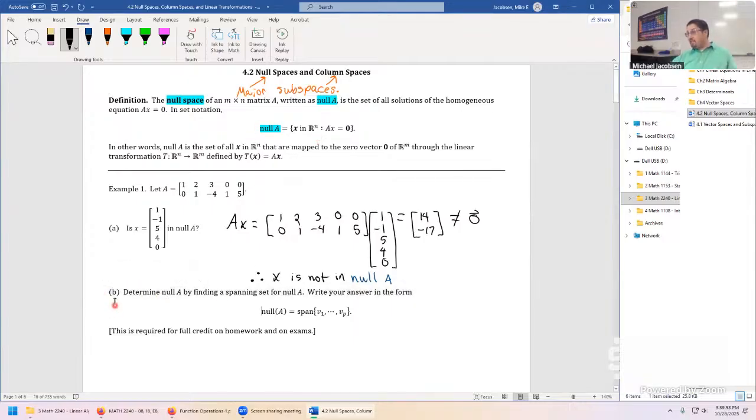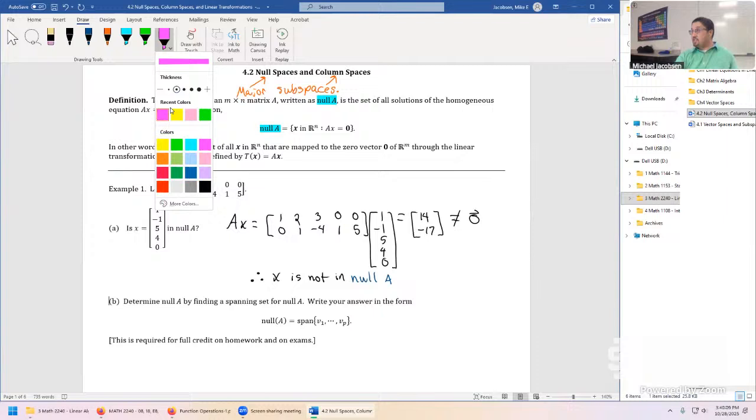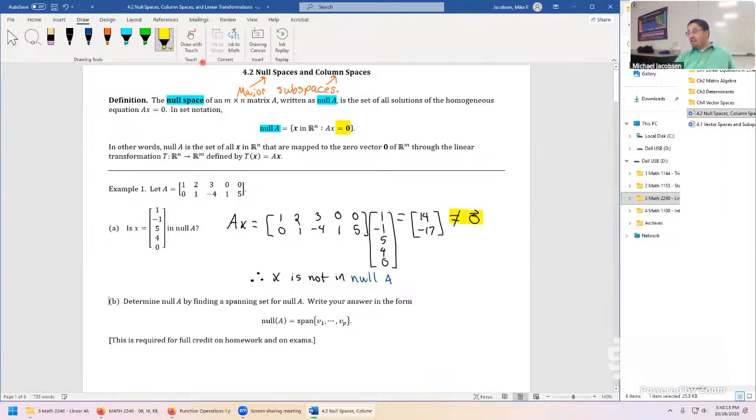So part A is kind of an interesting problem. It could be an exam question all on its own. And word of warning, it's actually tricky because it's more of a vocabulary check type of a question. You have to know x being in null A just means you're taking A times x and seeing if it results in the zero vector itself. So that means you're in null A, or that means you're not inside the null space of A.